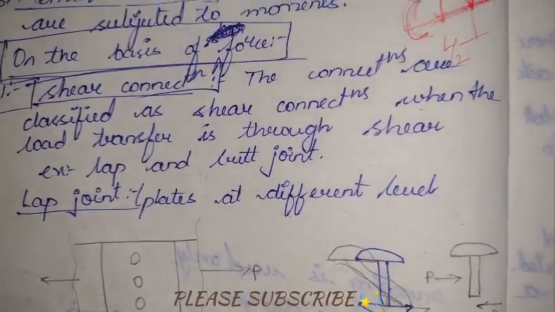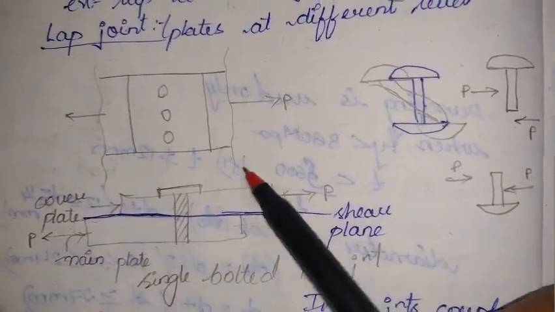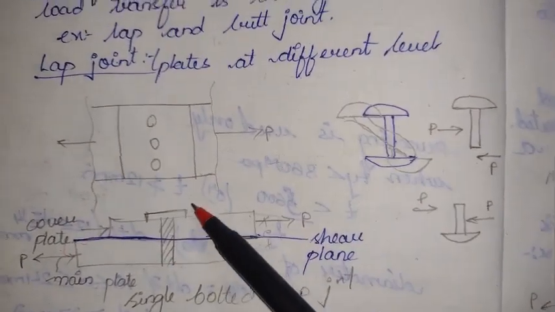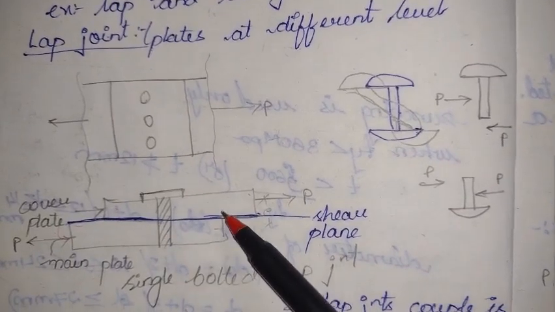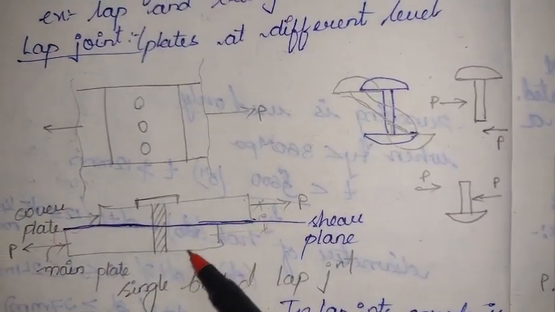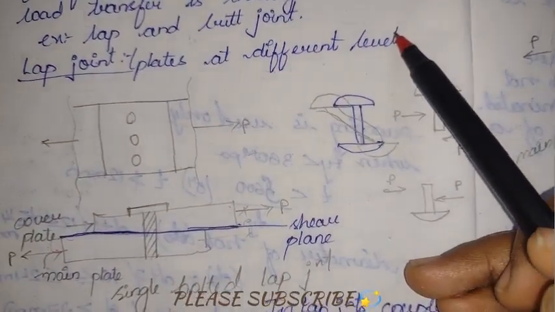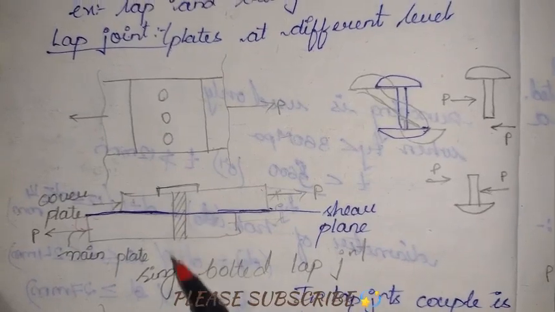First, let me tell you what a lap joint and a butt joint are. A lap joint is whenever the two plates that are to be connected are overlapped. See here, one plate is overlapped over the other one. So this is a lap joint. The plates are at different levels.